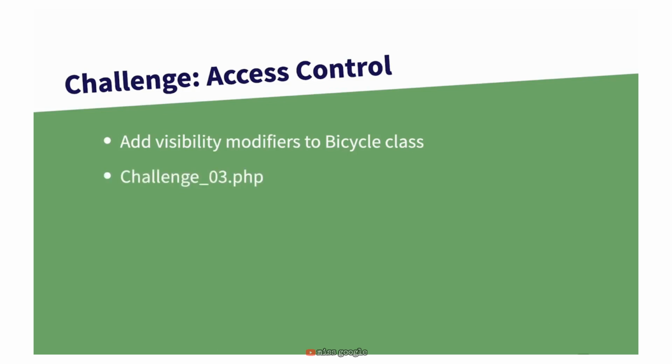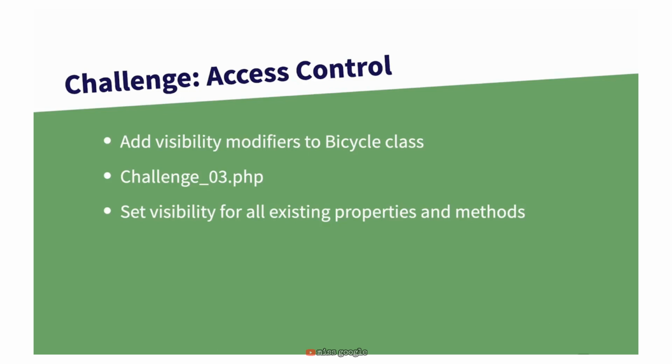So the very first thing you want to do is create a new file called challenge_03. Then you want to go to that challenge 01 file and copy the class definition for bicycle into it. So we can start with that. It's a starting point. Then you're going to set visibility for all of the existing properties and methods. You'll need to consider which of the attributes and methods need to be public, and can any of them be made private? And if they do need to be made private, do subclasses still need access to them? That'll be part 1 of the challenge.